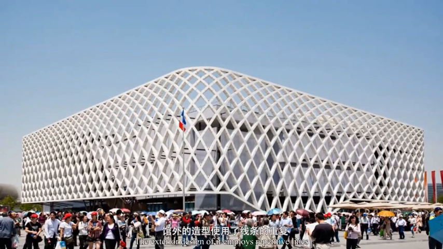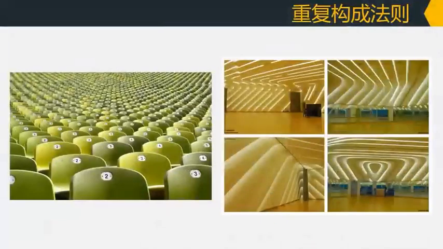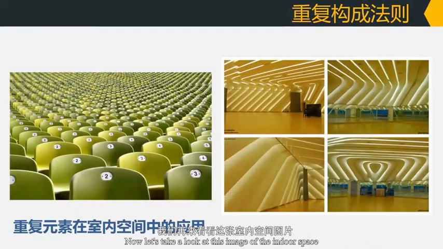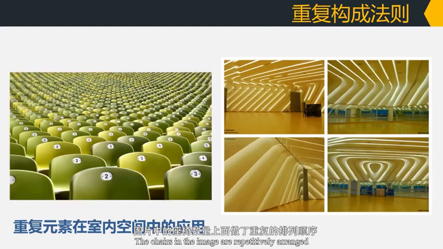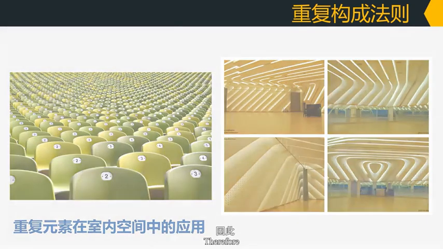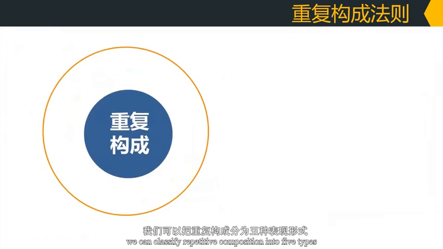The exterior design of it employs repetitive lines that are interlaced and connect together, making the outline of the pavilion more coordinated and unified. Now let's take a look at this image of the indoor space. The chairs in the image are repetitively arranged, making the space seem to radiate from the center and achieving an overall unity. Therefore, we can classify repetitive composition into 5 types.